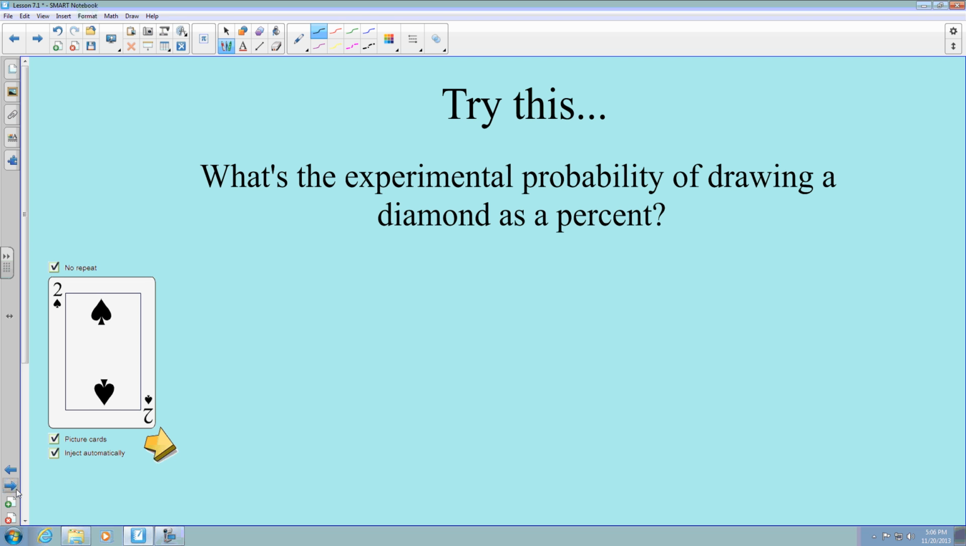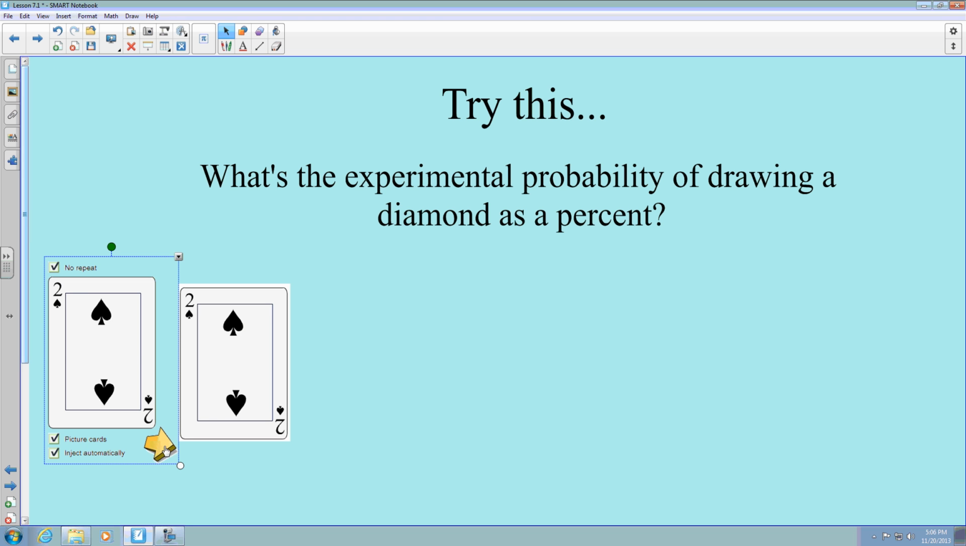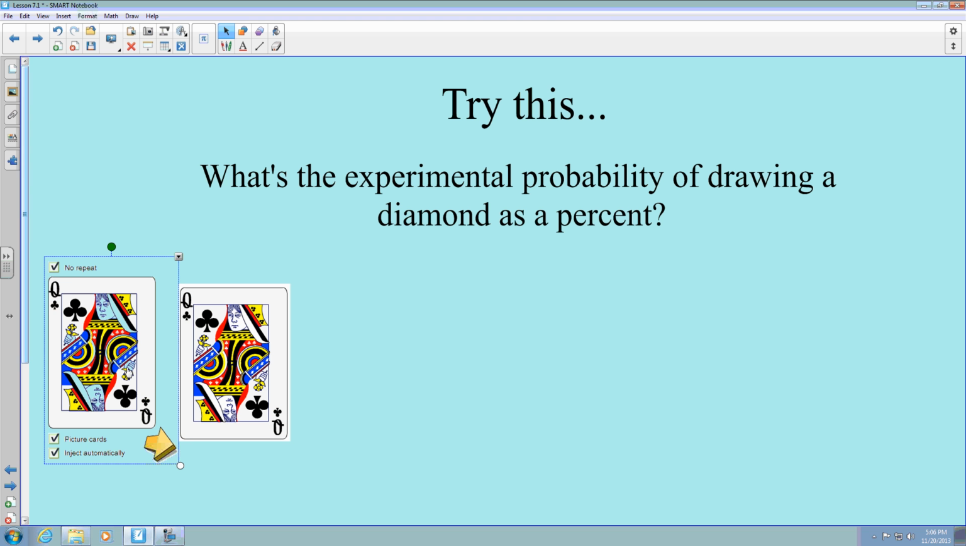Again, we're going to do a little experimental probability of drawing a diamond as a percent. We talked about theoretical probability and experimental probability. So I want to see if I can draw a diamond here. I'm going to click this, and will I draw a diamond? Nope. How about now? Nope. How about now? Nope. Actually, these are diamonds, I'm sorry. Anyway, if we were to make a probability of being able to draw these cards, what would be the probability of me getting a diamond?